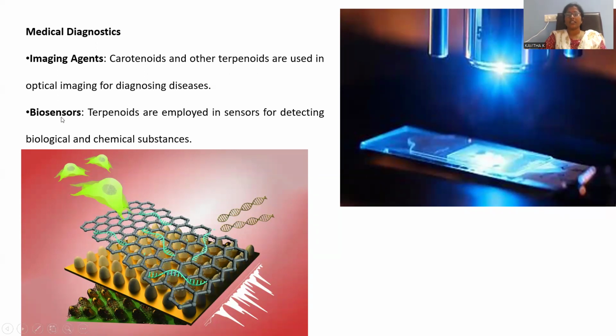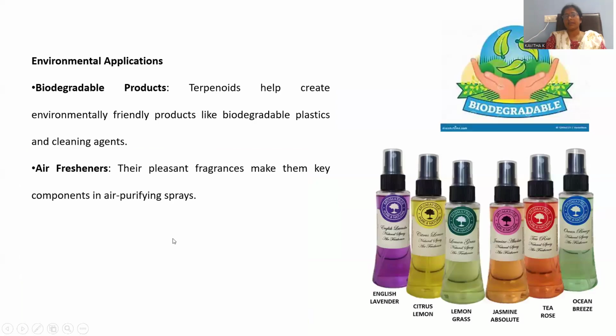Biosensors. Biosensors are nothing but sensors used to detect the biological and chemical substances. So by using these sensors, what biological system it will be, what chemical substance it will be, that identification is carried by means of these terpenoids. This is about medical diagnostics.